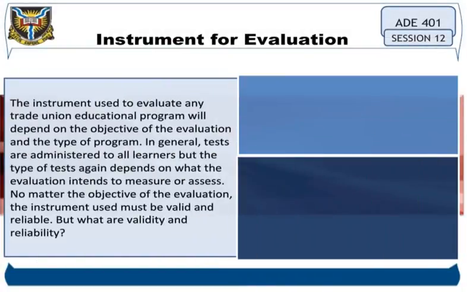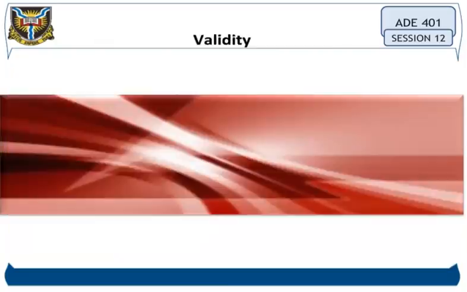Instrument for evaluation. The instrument used to evaluate any trade union educational program will depend on the objective of the evaluation and the type of program. In general, tests are administered to all learners, but the type of test again depends on what the evaluation intends to measure or assess. No matter the objective of the evaluation, the instrument used must be valid and reliable. But what are validity and reliability?